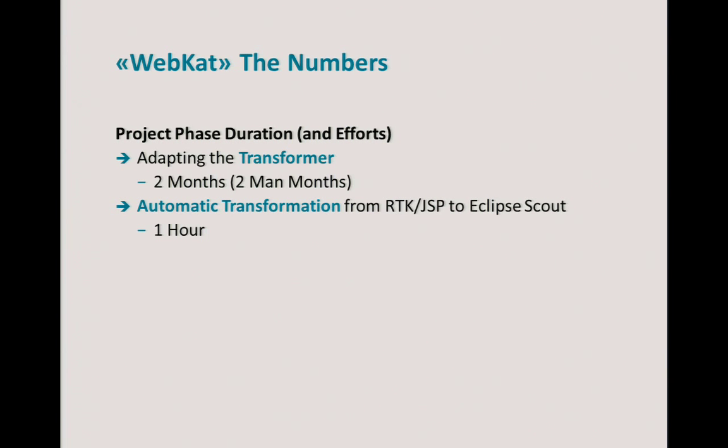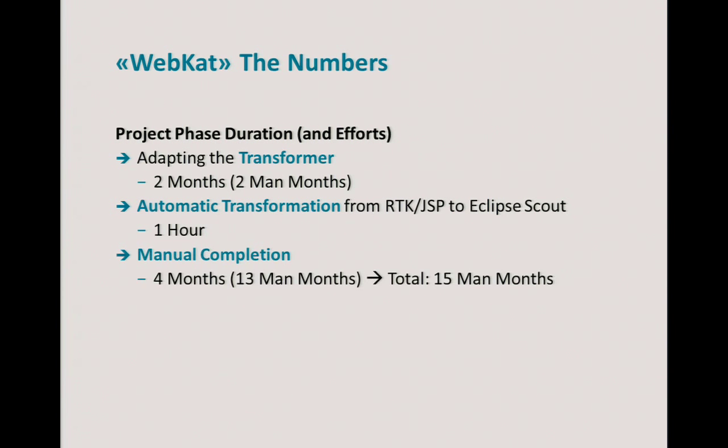Then the automatic transformation itself, for the complete application, took 1 hour. Of course, that's supposed to be short because it's automatic now. And then the manual completion, this logic and wiring with the backend and testing, took 4 months or 13 man months, which gives a total of 15 man months for the complete modernization project.